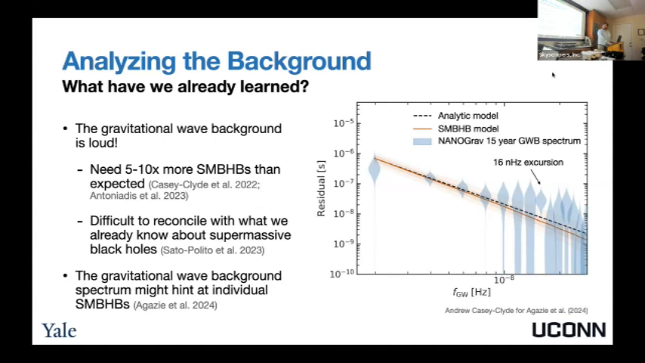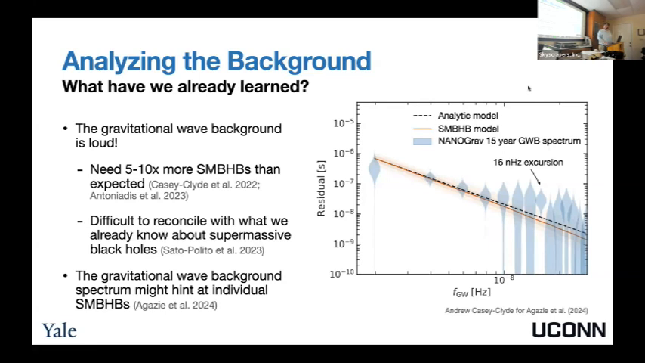In fact, it's so surprising and it's such a loud background that needs so many more supermassive black hole binaries that we're actually having difficulty reconciling this with what we already know about supermassive black holes in general. So not just supermassive black hole binaries, but even if we just look in our local universe at nearby galaxies, we can understand what those supermassive black holes are and how big they are. And the gravitational wave background we're seeing seems to suggest that no, we should have more really, really big supermassive black holes that we don't actually see nearby. So something's going on here.